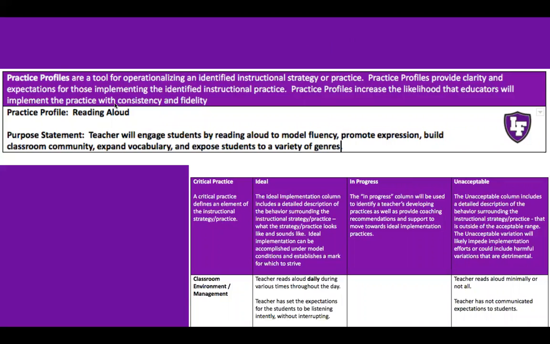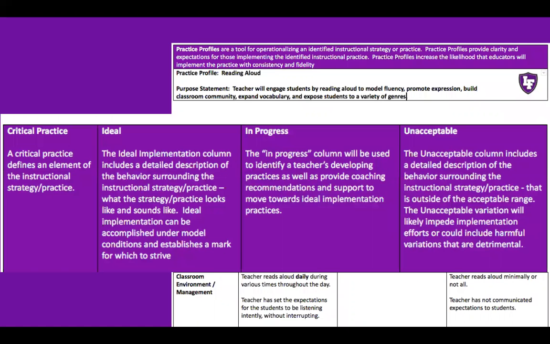On each practice profile, you'll also see the balanced literacy topic or component that's covered, and then the purpose statement as to why we do those components of balanced literacy in our classrooms. And then we've got the different critical practice columns. The critical practice defines an element of the instructional strategy or the practice. And with that, we've got the ideal, the in progress, and the unacceptable.